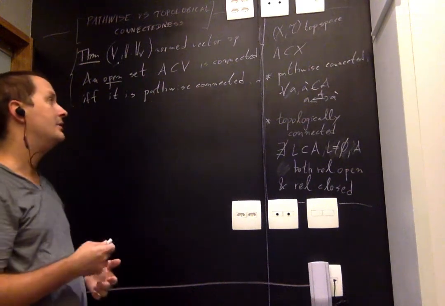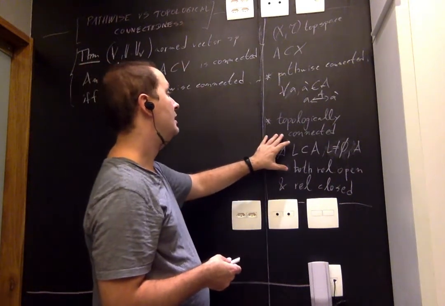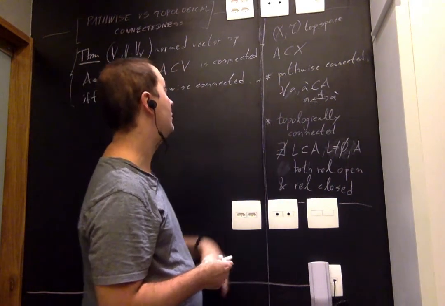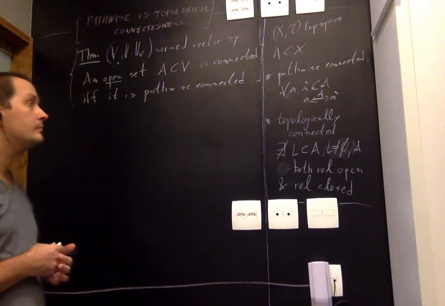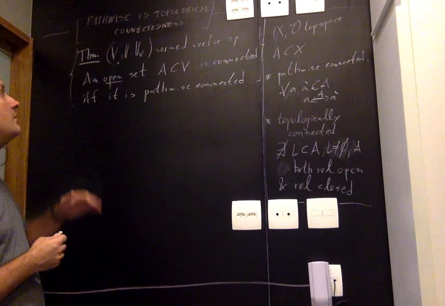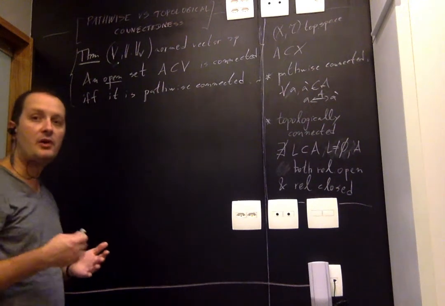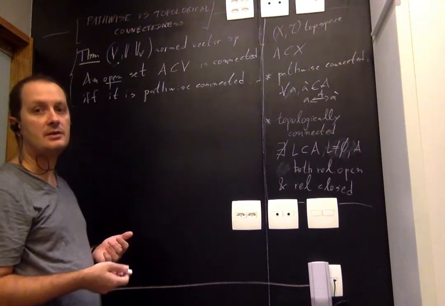The presumably weaker property of being topologically connected. How do we do this? Perhaps even more interesting than the theorem itself is the way we prove it, and it's very typical of proofs that use connectedness.